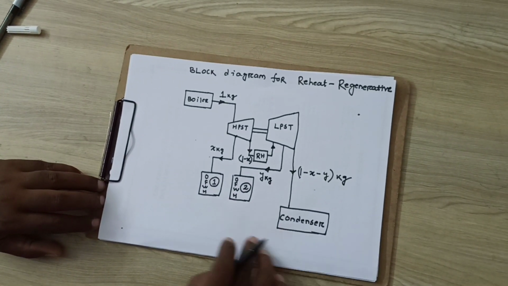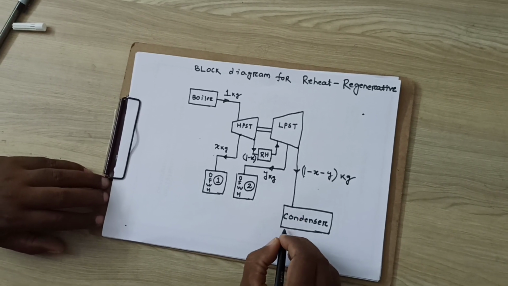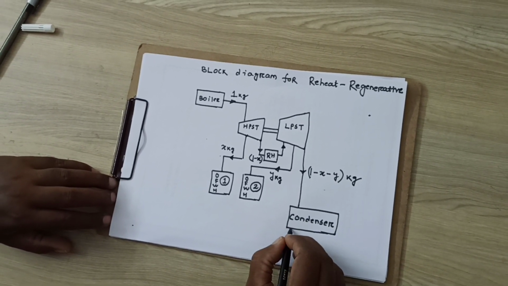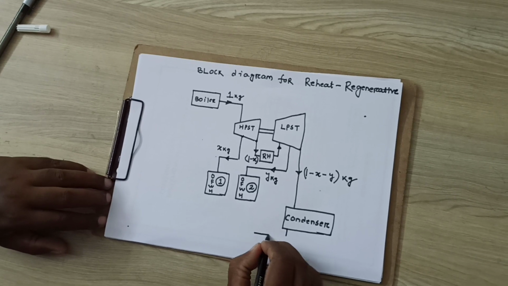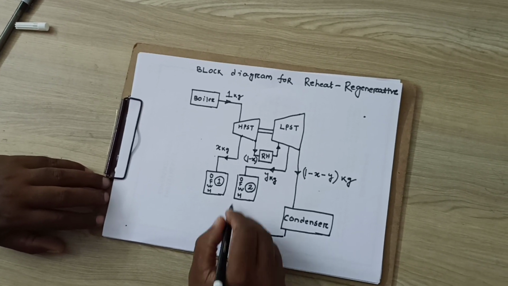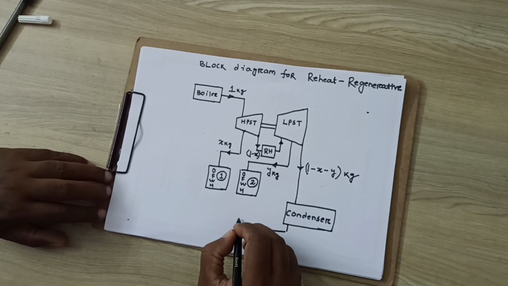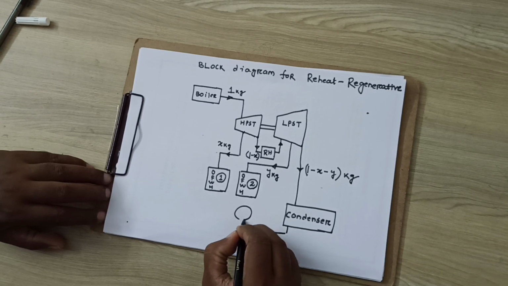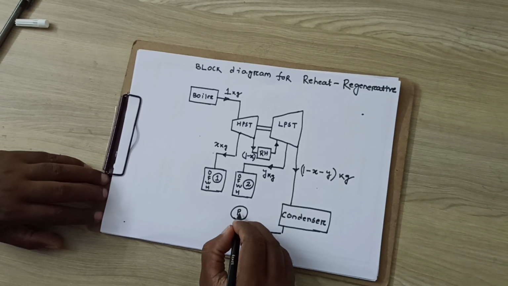Then we have to add here the condensate. The condensate which is coming from the condenser will be added to this OFWH 2 through a pump. Let this be your pump 2.